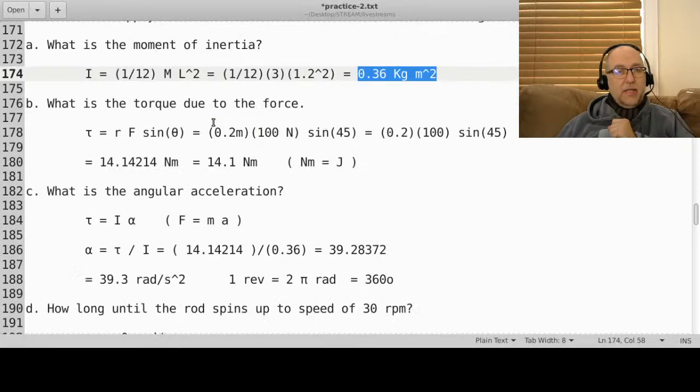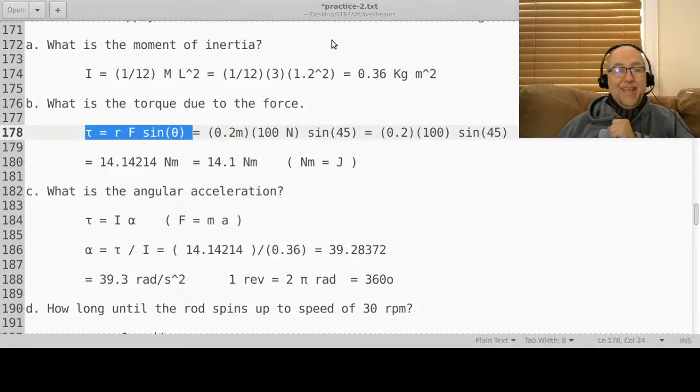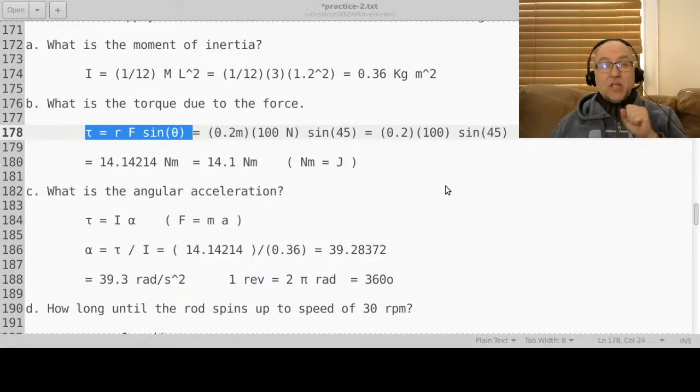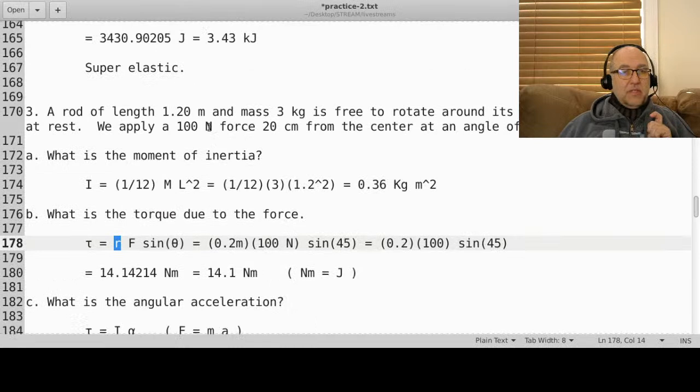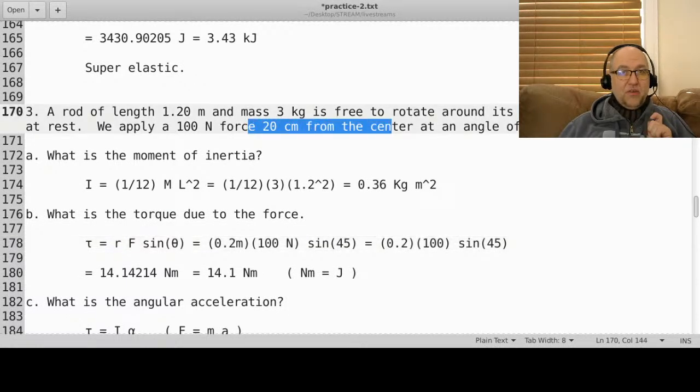Okay, now the next one is the torque due to the force. Torque is given by r F sine theta. I think this is actually where I lost the screen because that's when I switched back and forth to the other thing. R is the distance between the center and where the force is applied. And I didn't apply the force at the tip. I actually applied the force 20 centimeters from the center. So R is going to be 20 centimeters here, or 0.2 meters. The force F is 100 newtons.